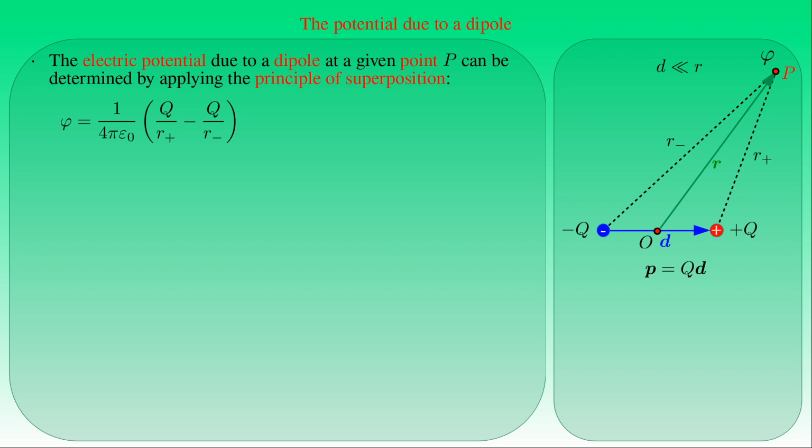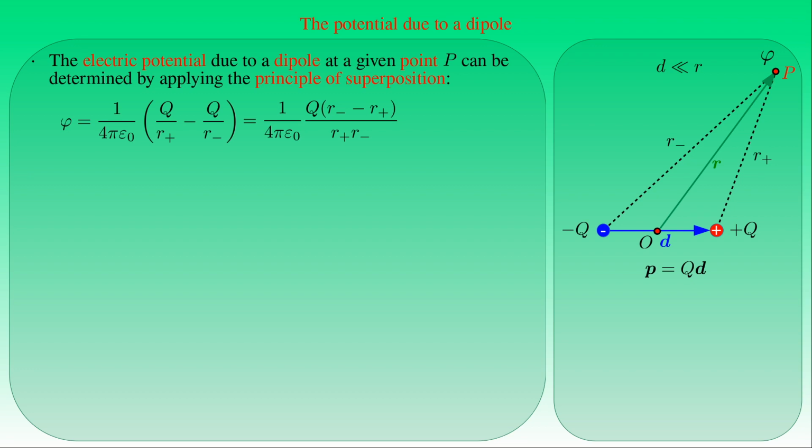That is, phi is given by 1 over 4 pi epsilon naught, times the difference between q over r sub plus and q over r sub minus. Here r sub plus and r sub minus are the distances of the point charges plus q and minus q from the point P. The terms in the parentheses can be written as q times the difference between r sub minus and r sub plus, divided by the product of r sub plus and r sub minus.